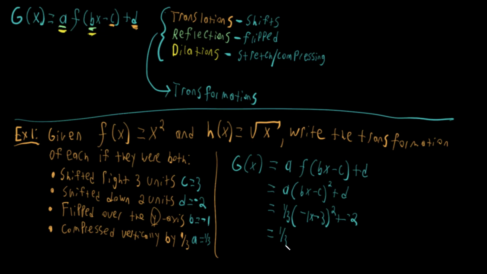So this will be 1/3. We don't write -1 times x. We just write -x minus 3 on the inside, squared. And we don't write plus a -2. We just write -2.